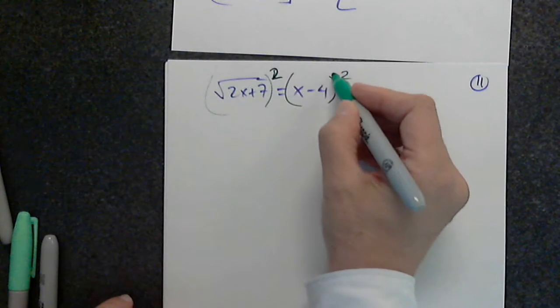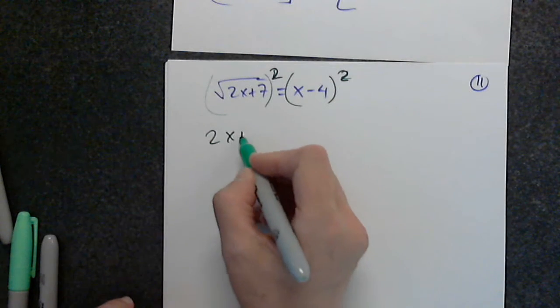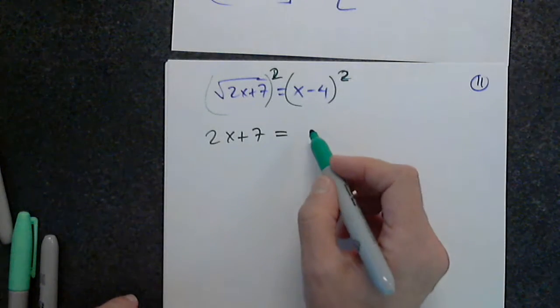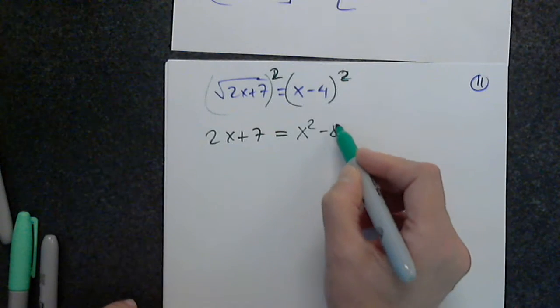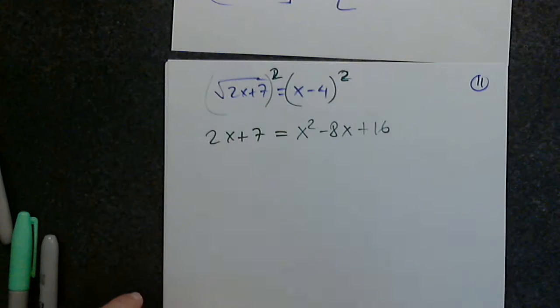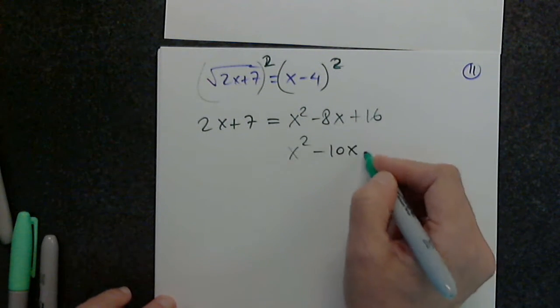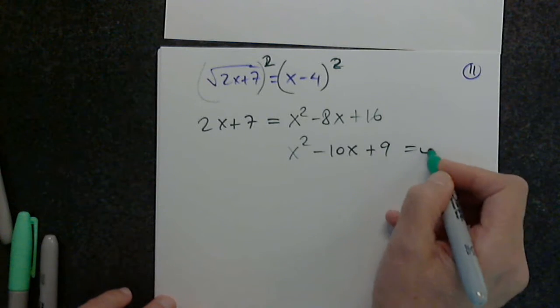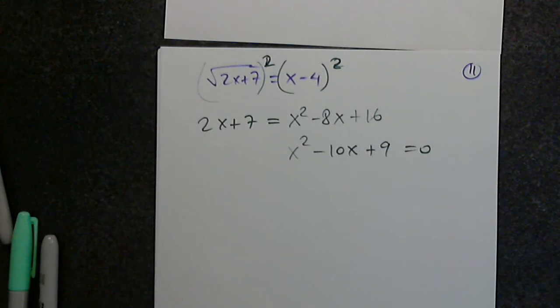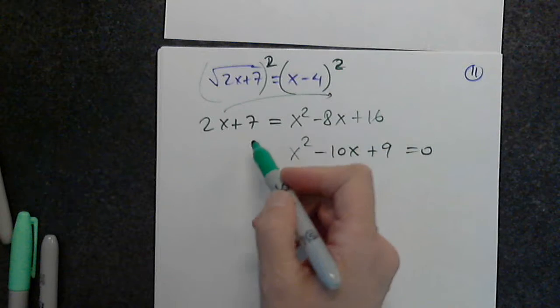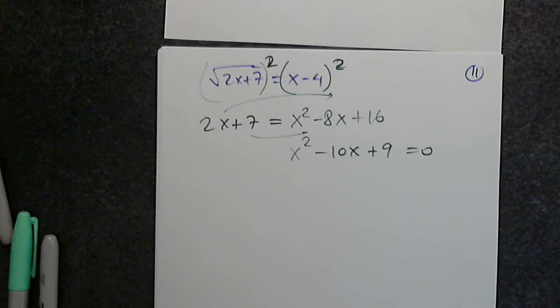Left-hand side is 2x plus 7, and the right-hand side is x minus 8x plus 16. Very good. So then this is x squared minus 10x plus 9 equals 0. Yep. We are subtracting 2x, we are subtracting 7.